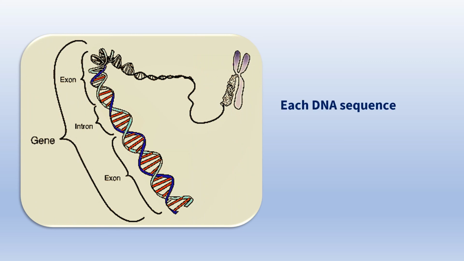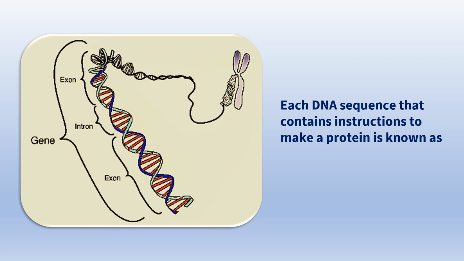And finally, each DNA sequence that contains instructions to make a protein is known as a gene. So when you pull out the whole DNA structure, you get a sequence of it, a set like this in the picture, and that is called a gene. And these contain instructions to make a particular protein.